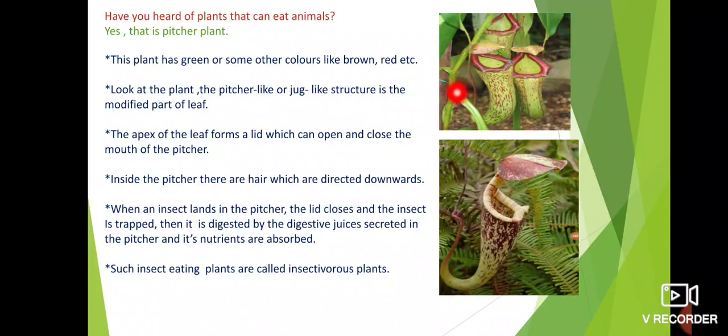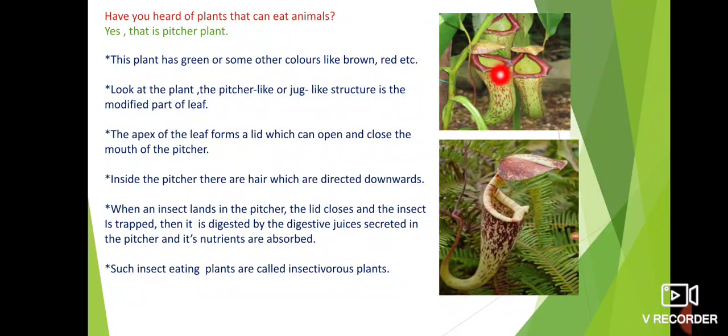This plant has a reddish color, and see the second image. This plant has some brown color patches on it. Means these plants are found in green, red, and brown colors. See these images. There is a jug-like structure in these plants. This is nothing but a leaf. The leaf of this pitcher plant is modified into the form of a jug. This is a leaf of a pitcher plant which is modified into the form of a jug.